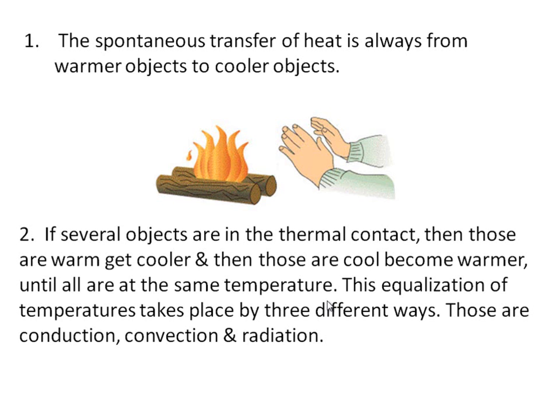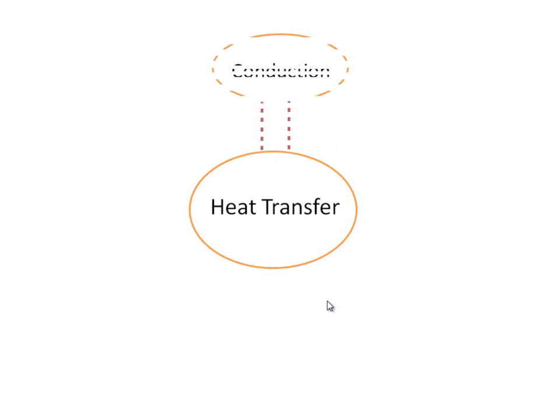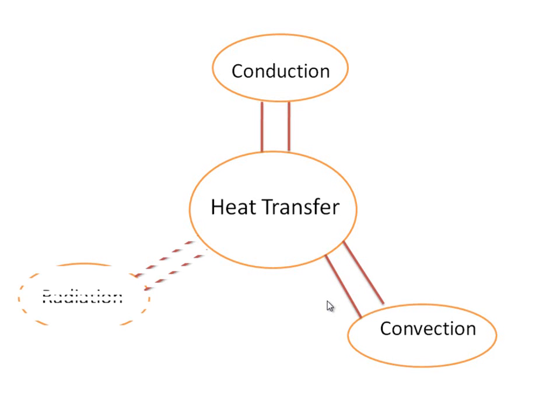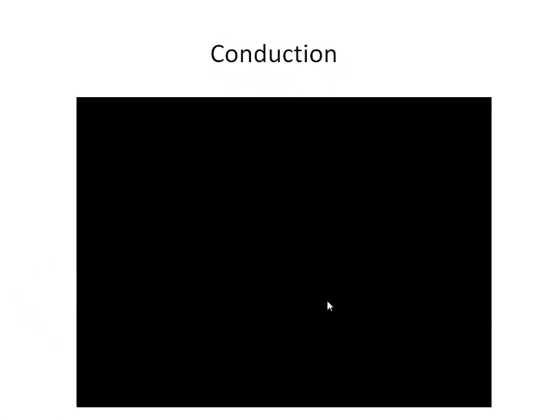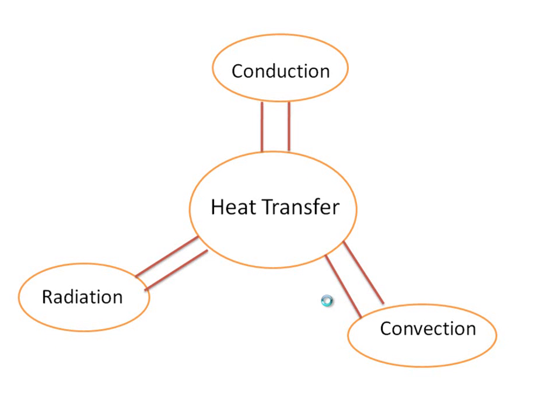This equalization of temperatures takes place in three different ways. Those are conduction, convection and radiation. Let us understand the process of conduction. Conduction is the transfer of heat as a result of direct contact.